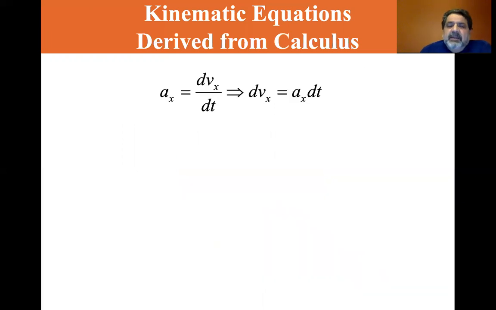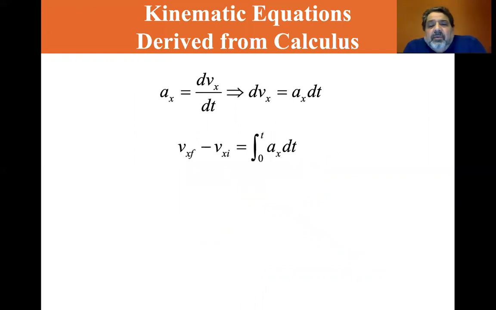Now, by the same token, we can look at ax is equal to the first derivative of velocity. So dvx is equal to ax dt. So the final velocity minus the initial velocity is the integral from 0, assuming that t initial is 0, to t of ax dt.